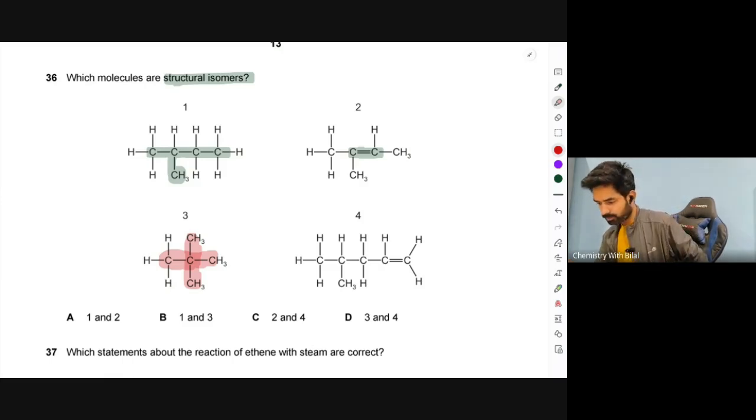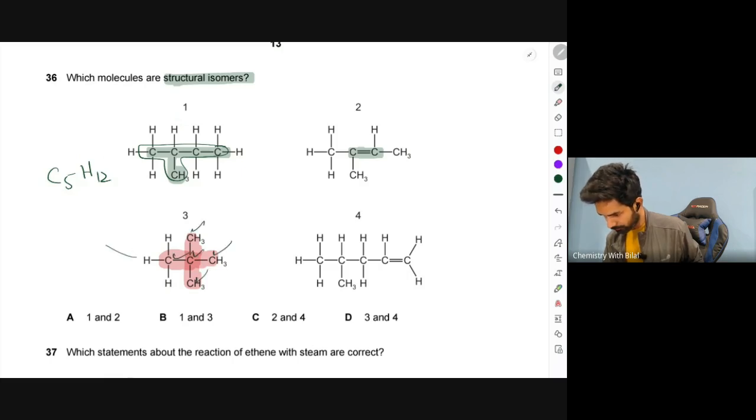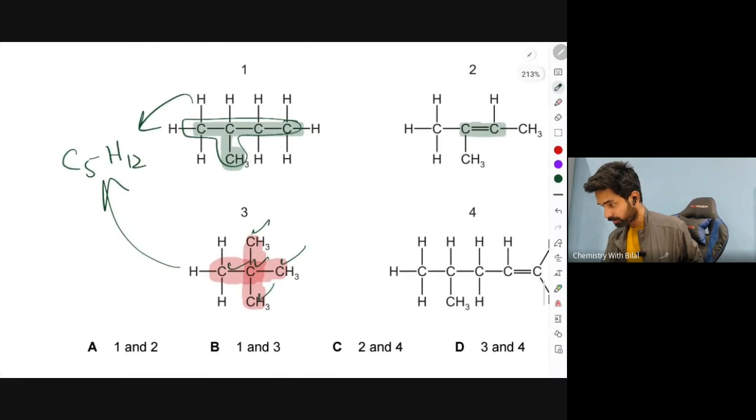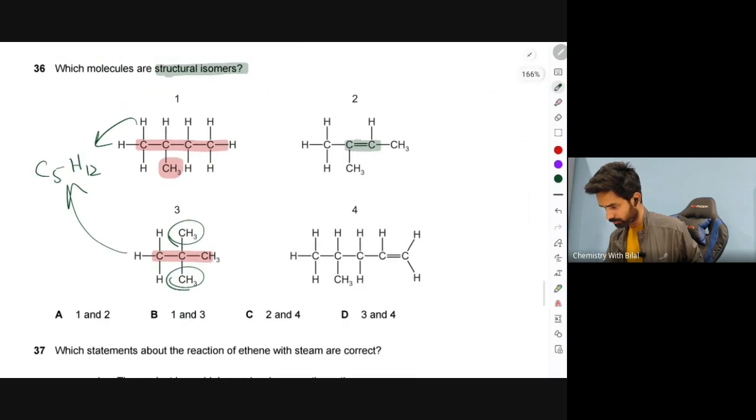Okay, so look, in structure 1 we have 5 carbons and 12 hydrogens. If you count all the carbons and hydrogens in structure 3, you get 1, 2, 3, 4, 5. Same 5 carbon and 12 hydrogen. They are structural isomers. How do I know? Molecular formula is the same, structure is different. Look, here 4 carbons are in the main chain, the 5th is in the branch. Here 3 carbons are in the main chain, there are 2 branches. So this one is totally different. 1 and 3 are isomers.